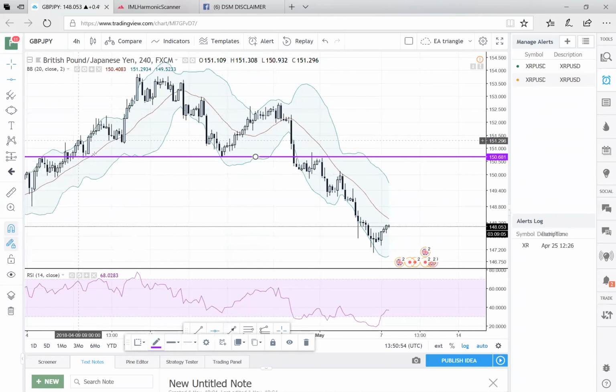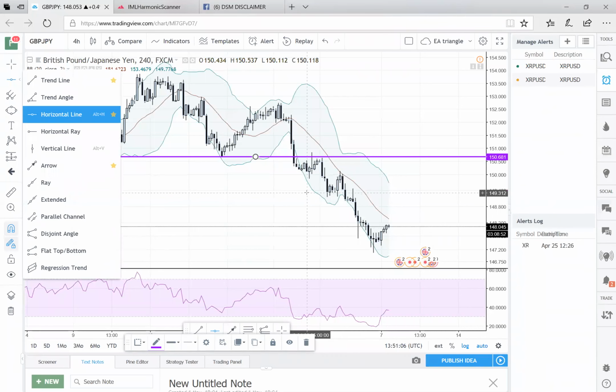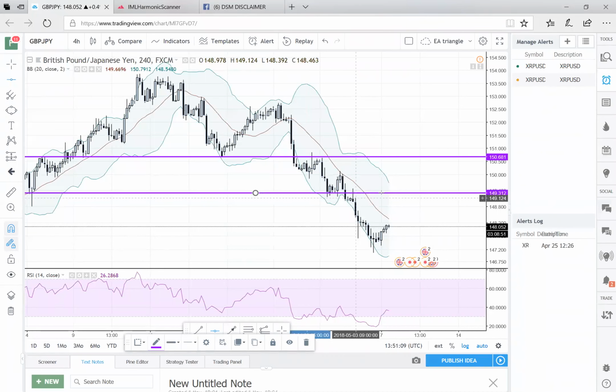We see price use this as support here, broke through. Now it's resistance. It was resistance here. So that was a line. This was a support and resistance line here.